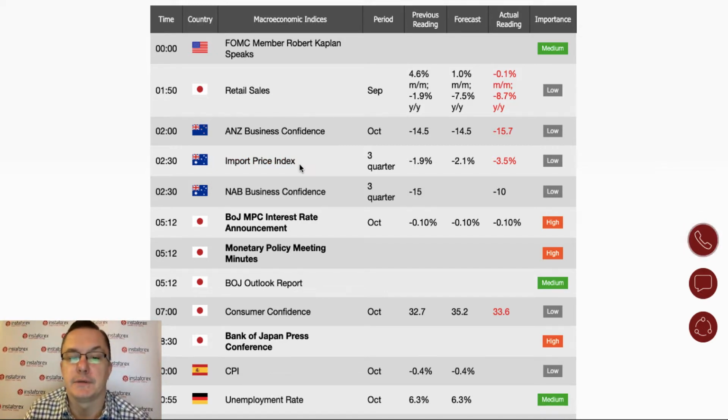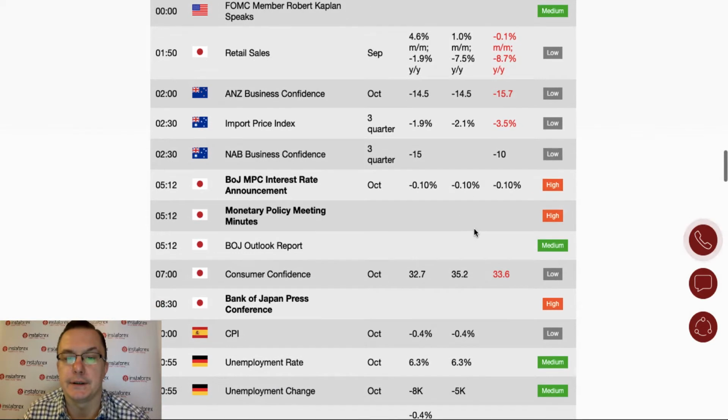The most important thing was the interest rate decision from the Bank of Japan. As you can see, the interest rate decision was in line with expectations, minus 0.1%, and this is the key data for today. And of course, you got some other data from Japan, like monetary policy meeting minutes and the outlook report.